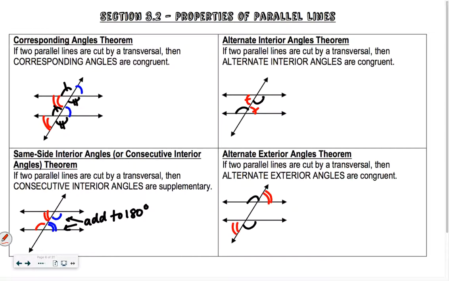Okay, so remember alternate means opposite sides of the transversal, exterior means outside of parallel lines, interior means inside parallel lines. Do you guys remember all these terms from yesterday? You feel pretty good with them?